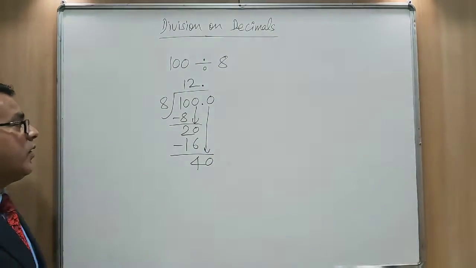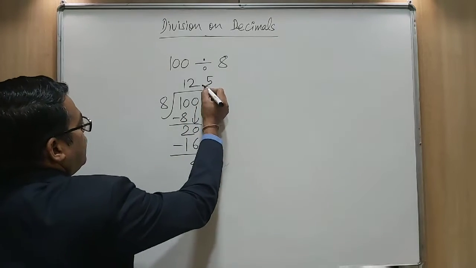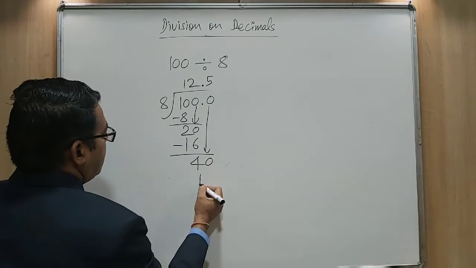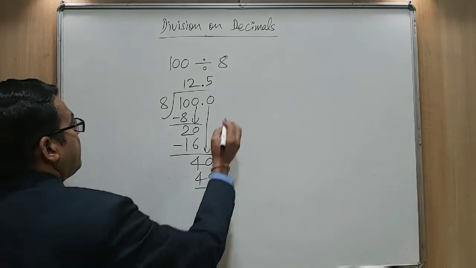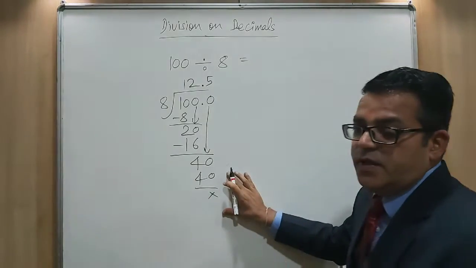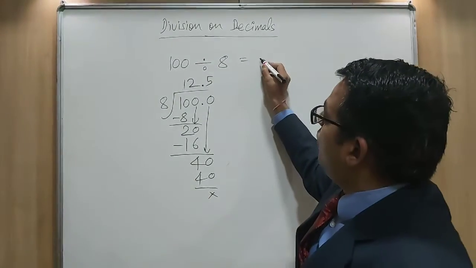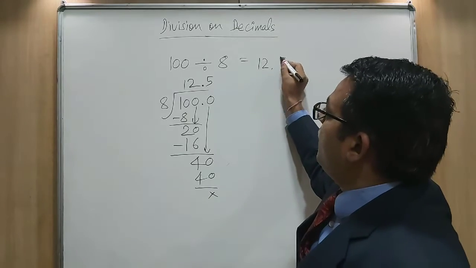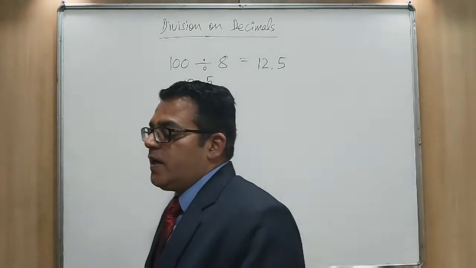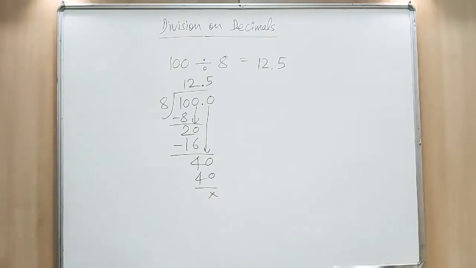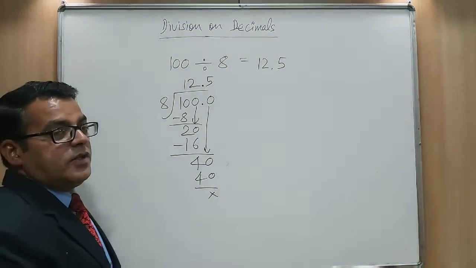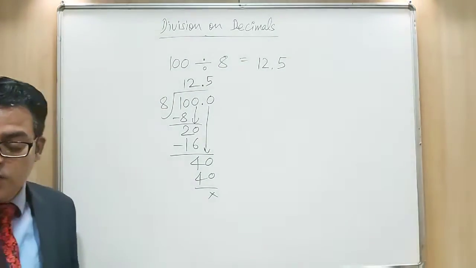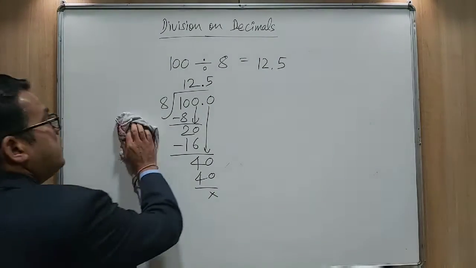Now it becomes 40. So now 5 times 8 is 40 we have. And it is now terminated here. Remainder is 0. So what can we write here? 12.5. It means if we divide 100 by 8, we'll get 12.5. Hope you understand. One more example I am taking here now.